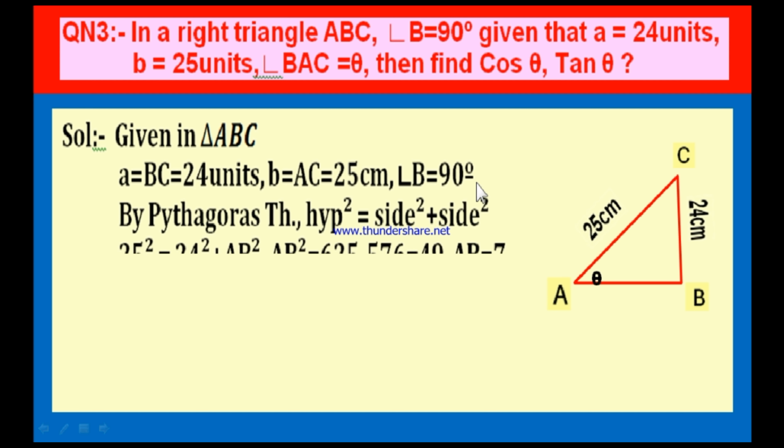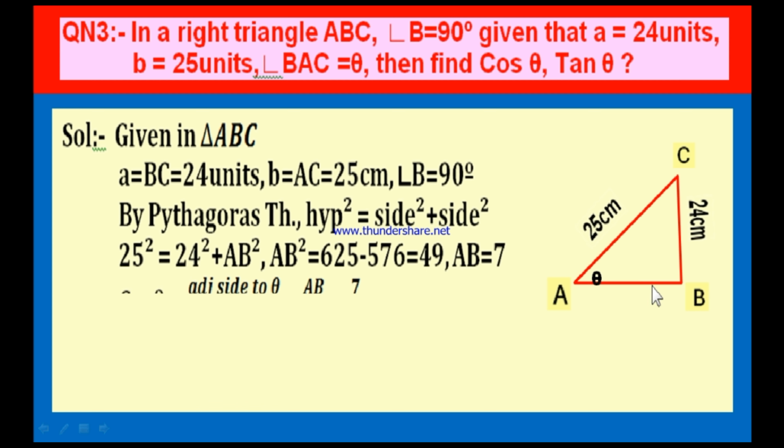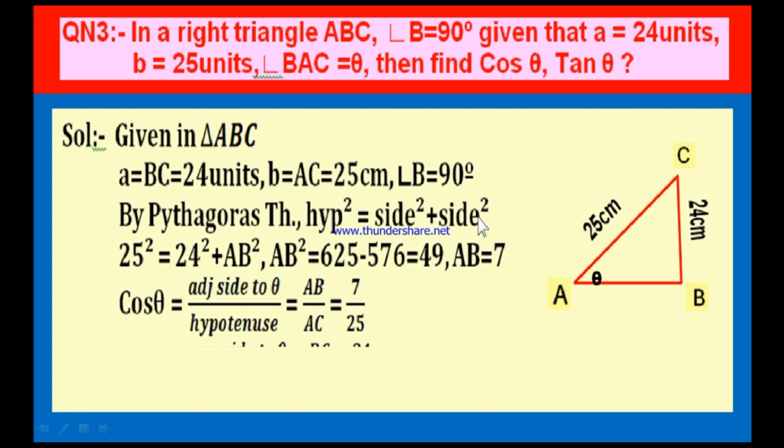And angle B is equal to 90 degrees. It is also given that angle A is equal to theta. Now let us find AB. In order to find AB, again we will go to Pythagoras theorem. From Pythagoras theorem, hypotenuse square is equal to side square plus side square. Please keep in mind, Pythagoras theorem is applicable only for a right triangle.